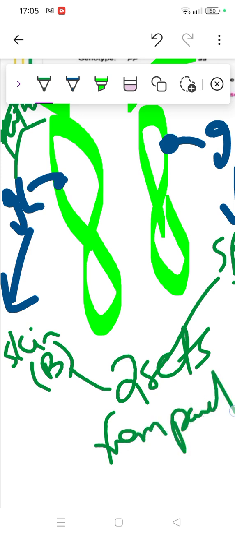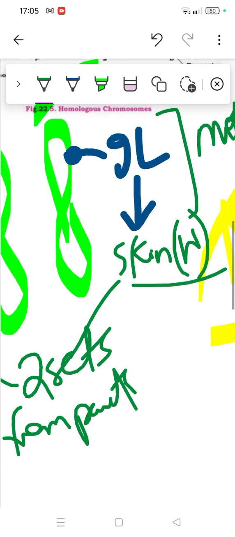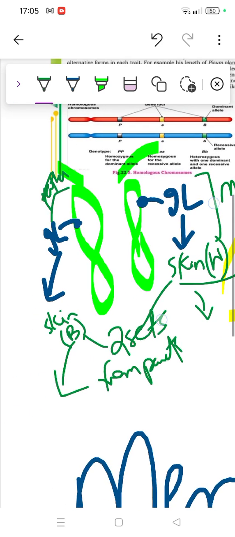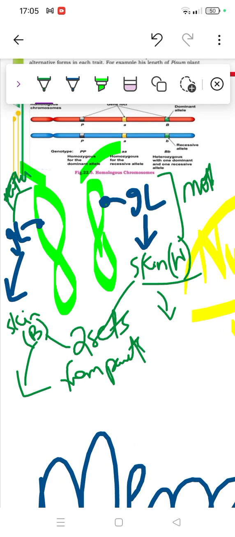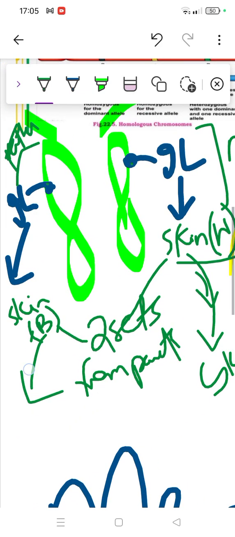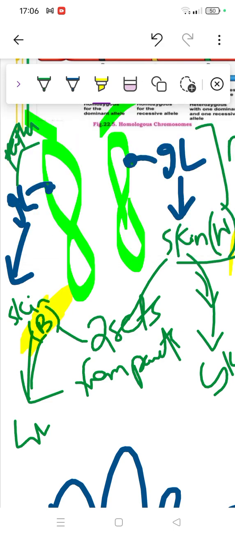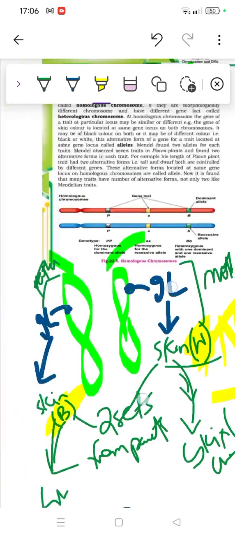Now it does not matter whether it is black or brown or white, any color. They're saying that the gene locus, the position, should always be the same, and the character should also be the same. So here the character is skin, and the same goes on that side, the skin is a character. It does not matter what they carry, whether it's a black gene character or a white gene character. So here we'll read it out.